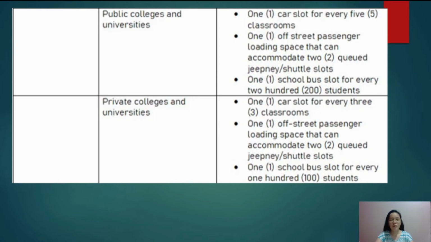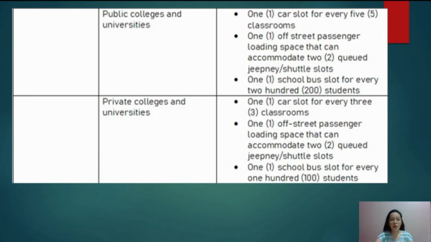Lastly, under Division C-2, for the specific uses or character of occupancies or type of building or structures, we have here private colleges and universities. For the minimum required parking slot, parking area, and loading space requirements, we have one car slot for every 3 classrooms, one off-street passenger loading space that can accommodate 2 queued jeepney or shuttle slots, and lastly, one school bus slot for every 100 students.